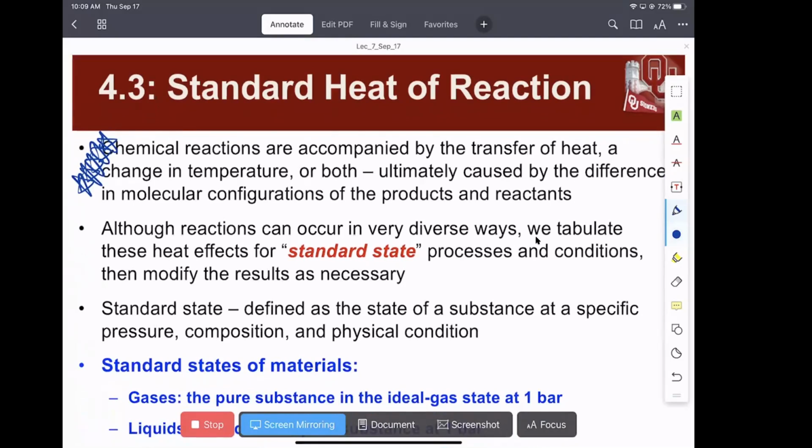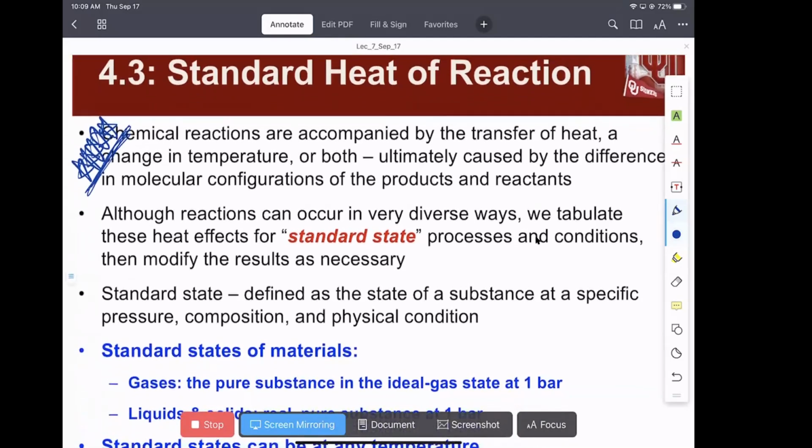So on this slide, I labeled this as a 5-star important slide simply for the concept. Here on this slide, I was showing you the accepted definition of standard state. What do we mean by standard state? Standard state is purely a reference state.